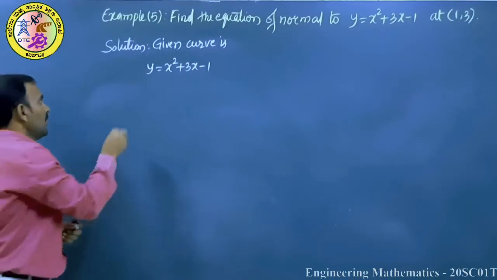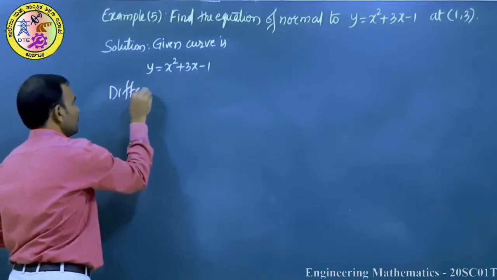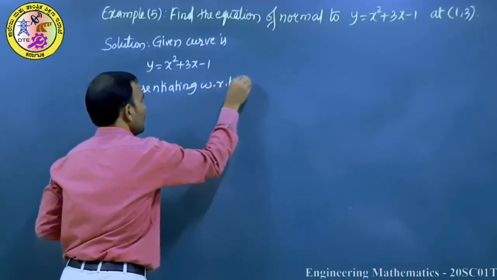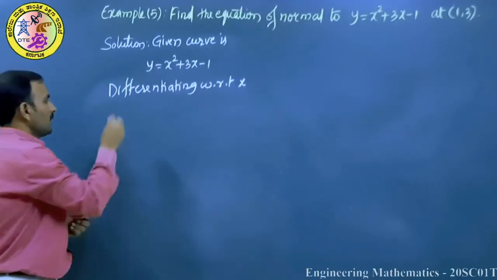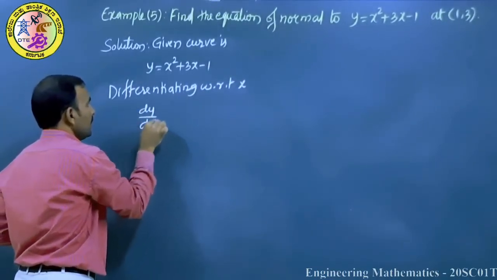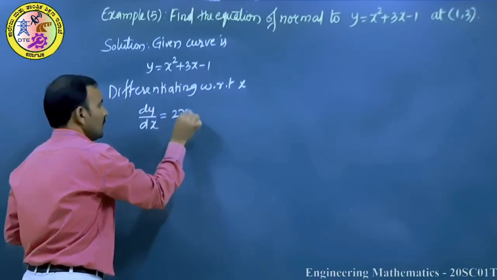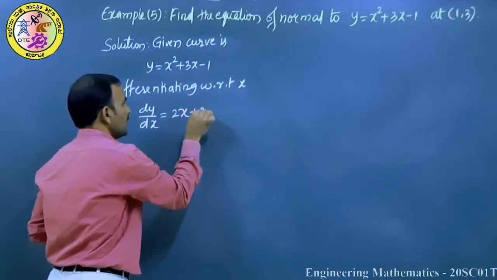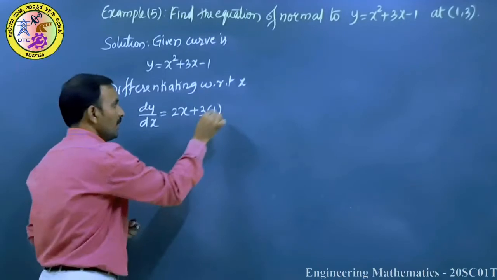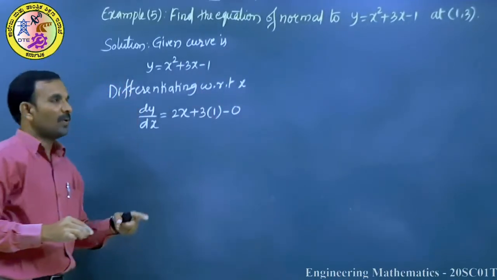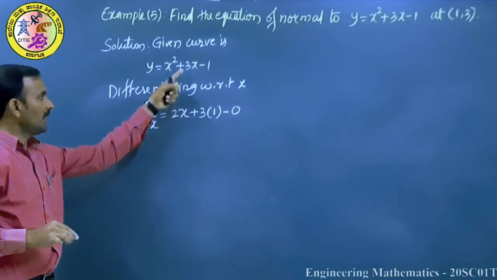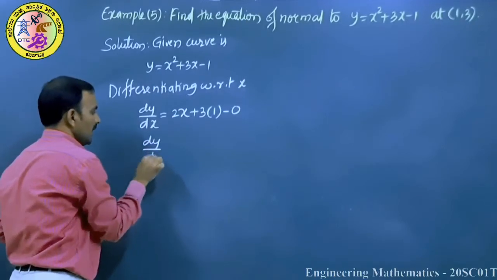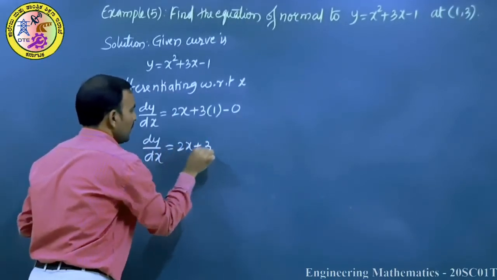Differentiate with respect to x. Y differentiation is dy by dx. X square differentiation is 2x, plus 3 as it is, x differentiation is 1, minus 1 differentiation is 0. Therefore dy by dx is equal to 2x plus 3.